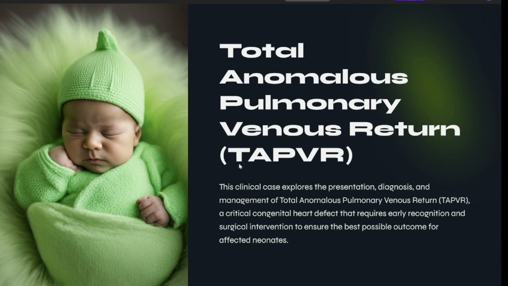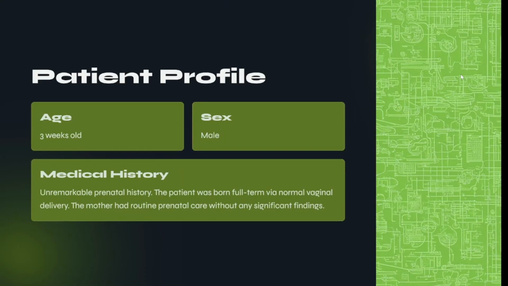Clinical case. Total anomalous pulmonary venous return, TAPVR. Patient profile. Age, 3 weeks old, sex, male, medical history, unremarkable prenatal history. The patient was born full term via normal vaginal delivery. The mother had routine prenatal care without any significant findings.